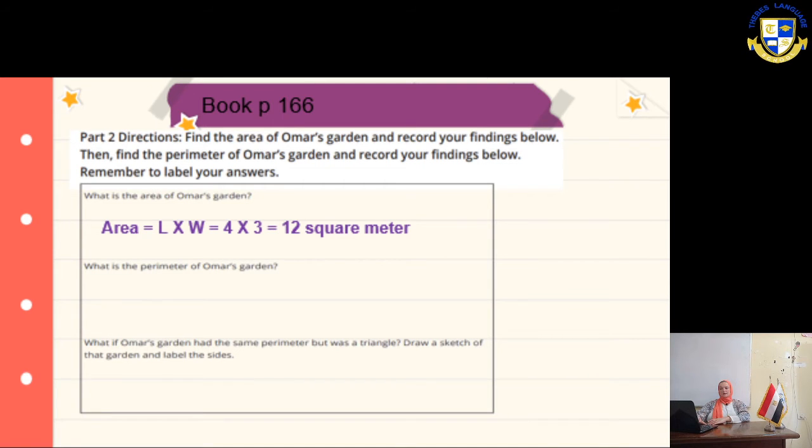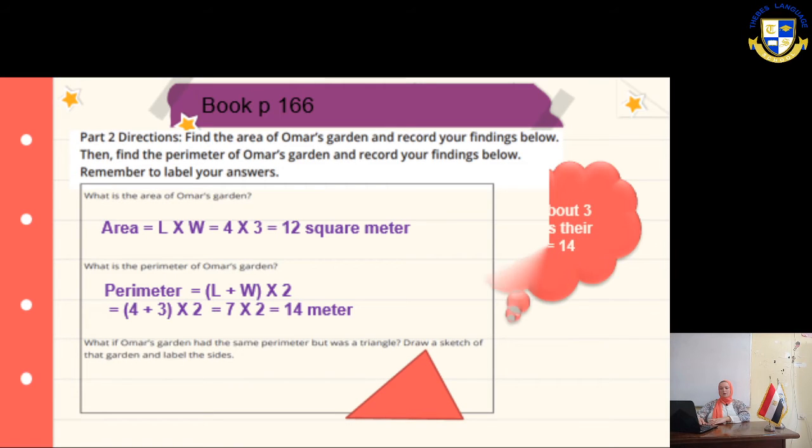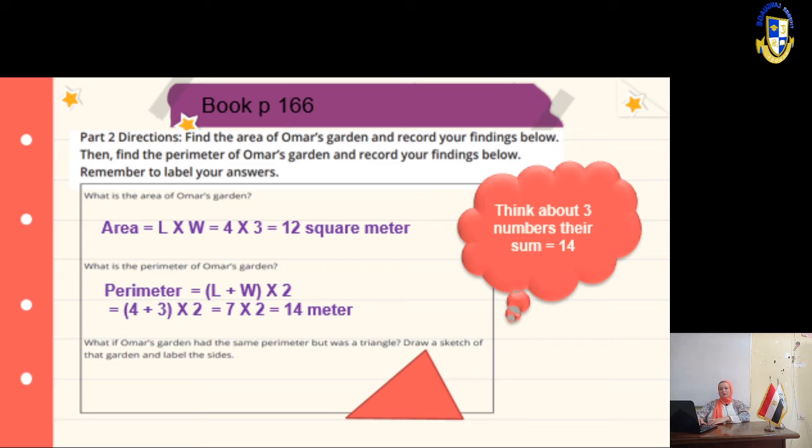What if Omar's garden had the same perimeter but was a triangle? Okay, draw a sketch of the garden. We are going to draw a triangle and label it. One of the dimensions will be 4, and the other one will be 3, and the long side will be 7. Think about 3 numbers whose sum is 14. We have to find the same perimeter, okay?